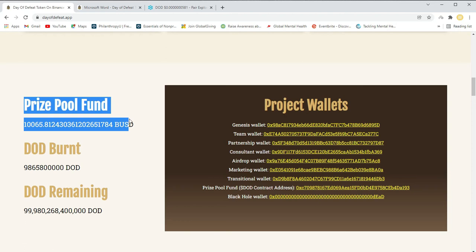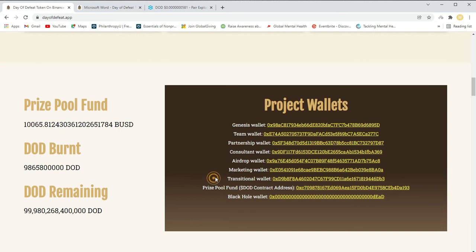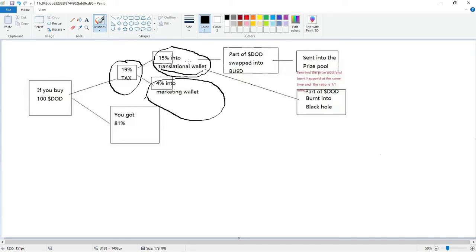This BUSD in the price pool fund is accumulated by selling the DOD that is in the transitional wallet. The DOD in the transitional wallet is sold and exchanged for BUSD, and then the BUSD is later added into the price pool fund. So coming back to this chart, you can see that part of the 15% DODs that are in the transitional wallet are swapped into BUSD, like I explained earlier. And so when these DODs are swapped into BUSD, they are sent into the price pool fund, and hence the accumulation of BUSD in the price pool fund.